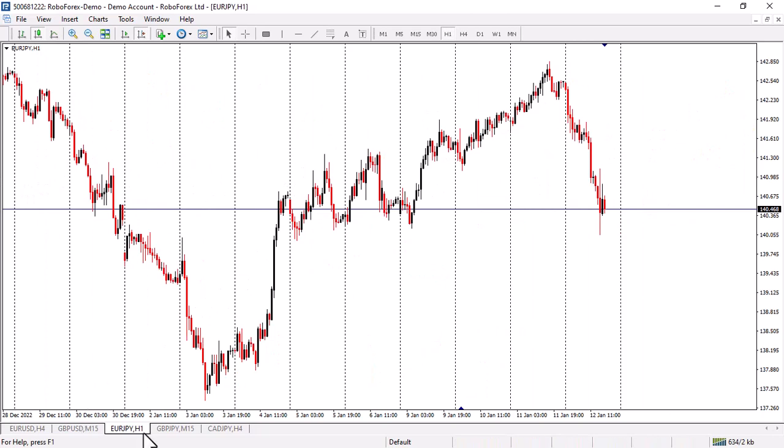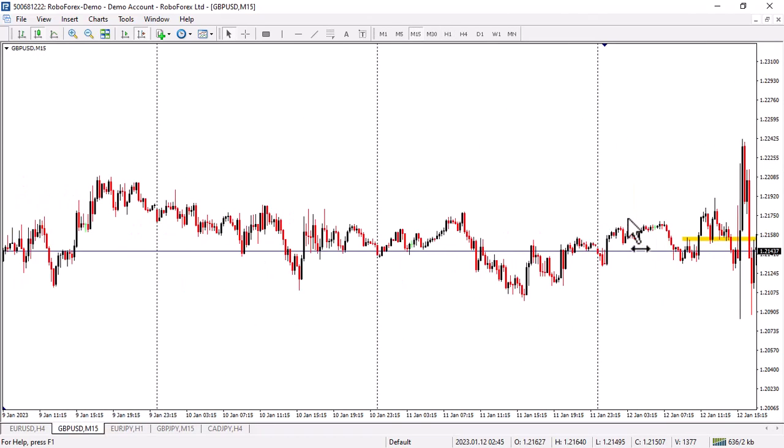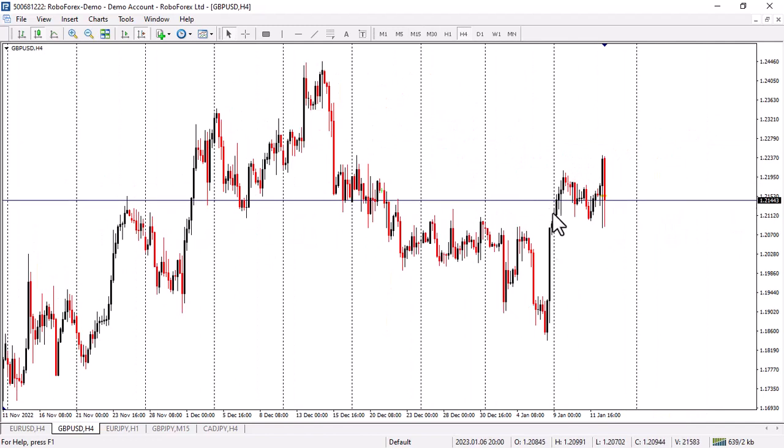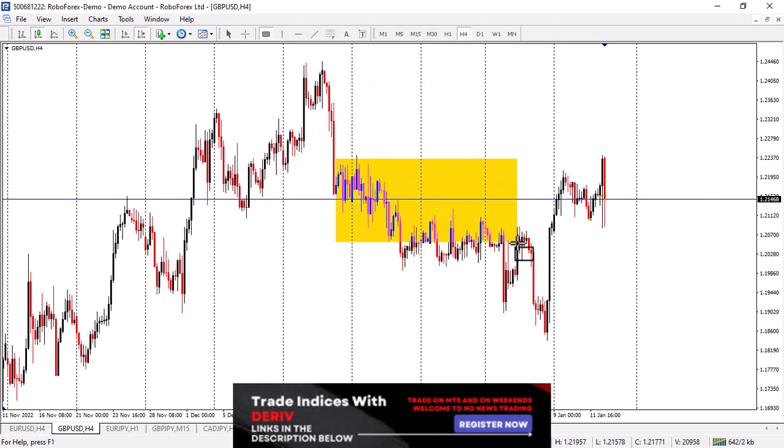So let's just go to GBP USD here. Let's start from the H4. Let me show you what I want to show you here. Right, these are order blocks that you should avoid. You see all these order blocks in this area, you should avoid these types of order blocks by all means.